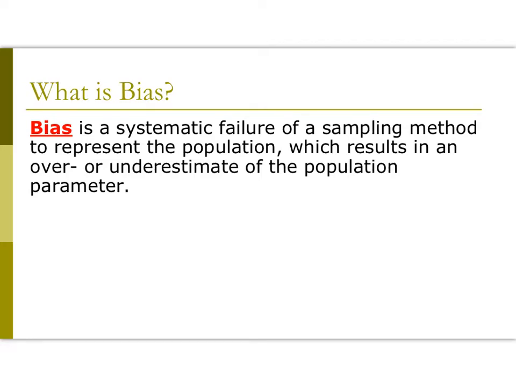When I'm doing sampling, I also have to be really careful about this thing called bias. Bias is when we have a systematic failure of a sampling method to represent the population, which results in an over or an underestimate of the population parameter.